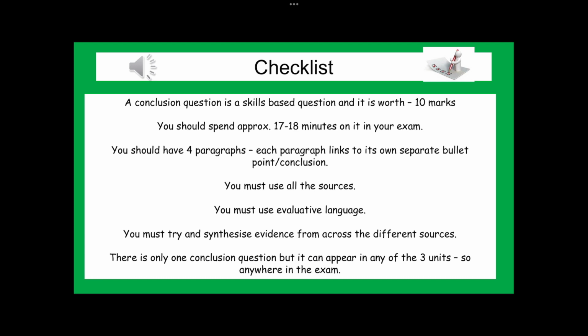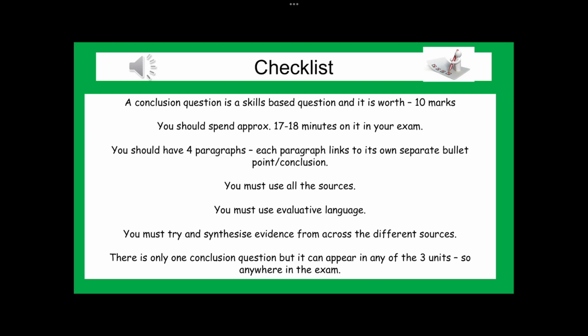So let's have a look at our conclusion question checklist. A conclusion question is a skill-based question, and again, it's worth 10 marks. So you should only be spending approximately 17 to 18 minutes on it in your exam. What I would be recommending on the build up to prelims and exams is to really practice these timed. On your phone, put an 18-minute timer and try and get the question answered in that time.